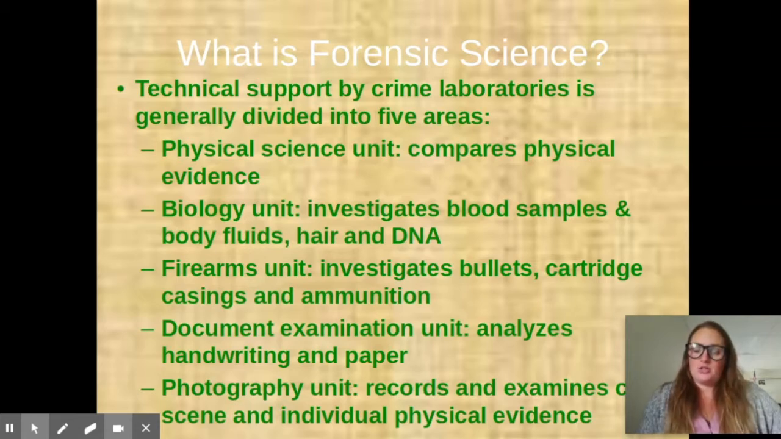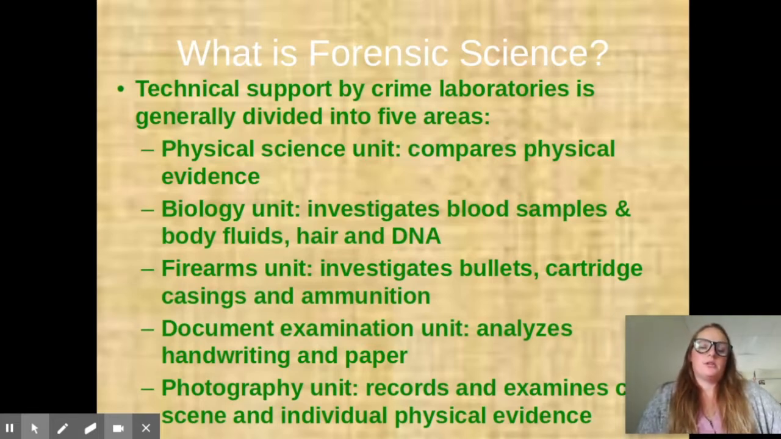He does toxicology. So the physical science unit compares physical evidence. The biology unit investigates blood samples, body fluids, hair, and DNA. So he would probably be within the biology unit if that's how they were designing the New York State lab as well, because he does, like I said, toxicology. You can't really get a lot of tox information without blood samples or body fluids. Sometimes you can do it with hair too.